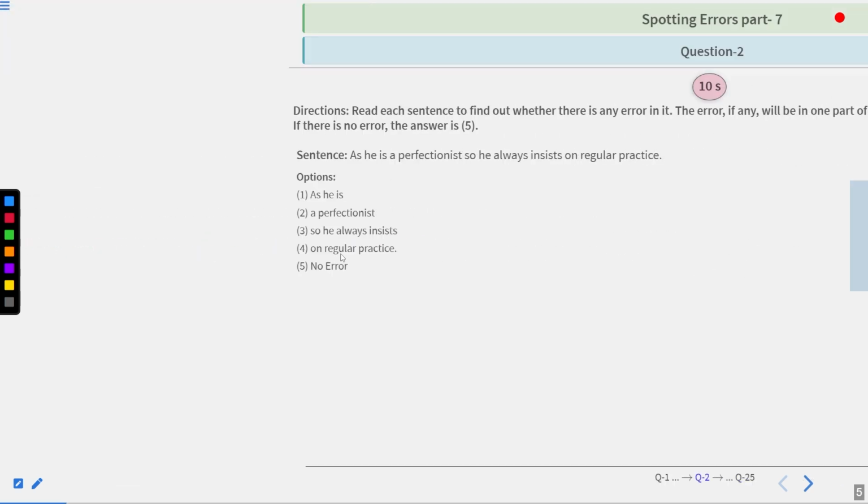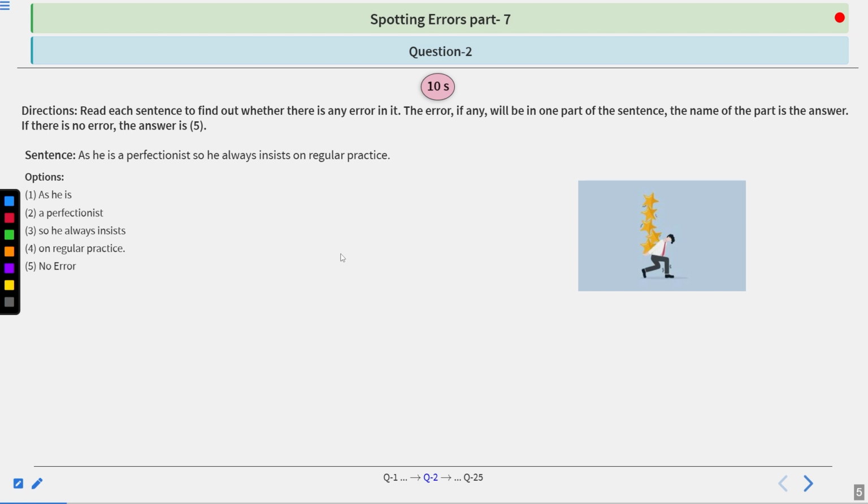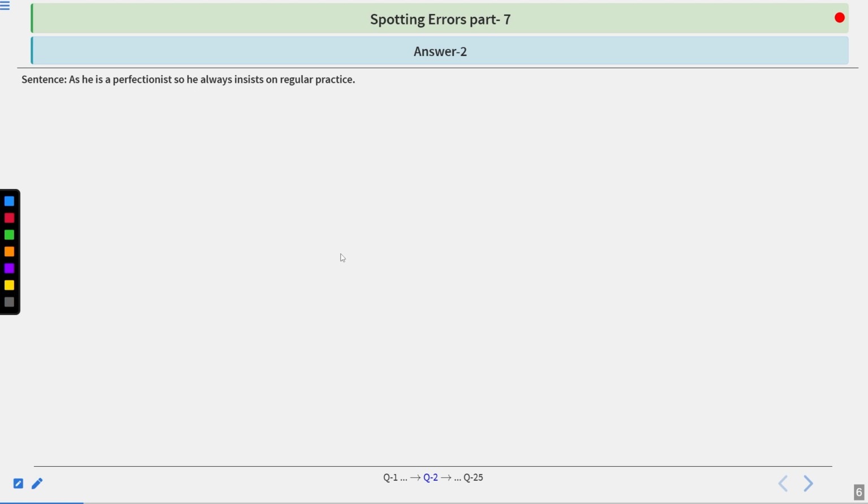Let's look at the next question. The sentence is: as he's a perfectionist, so he always insists on regular practice. You have options given below. 10 seconds to spot the error. I hope you have answered. Let's look at the correct answer. The correct answer is "so he always insists", option number 3.